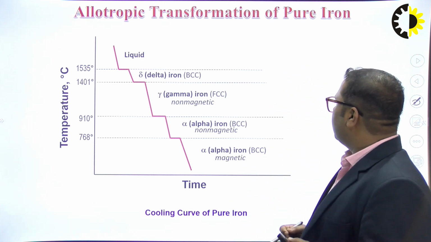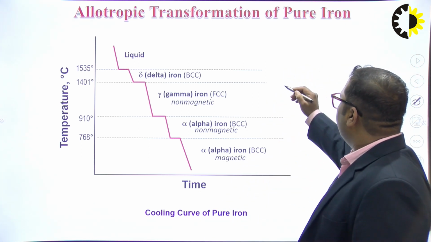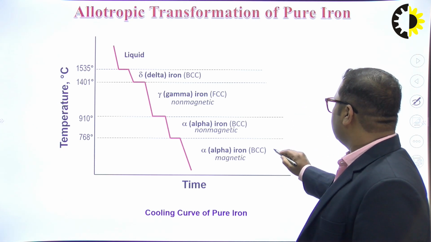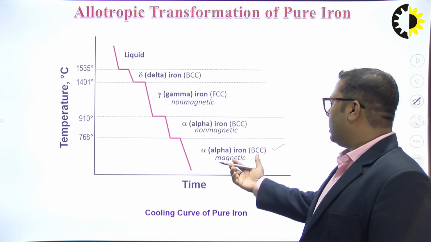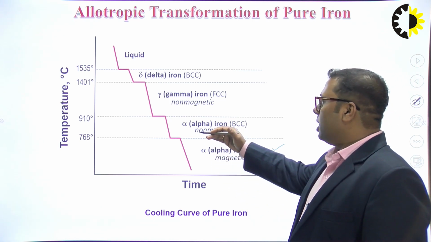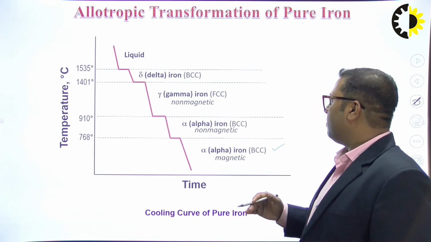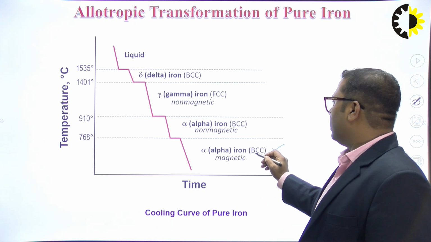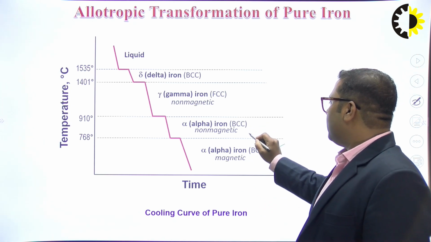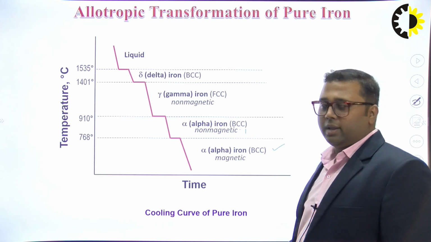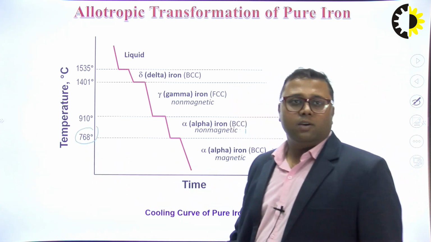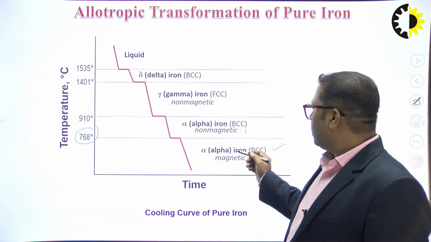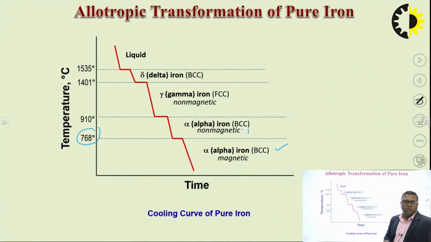You can see here that there are various allotropic forms of iron. First is the alpha iron, which has a BCC structure, and this is magnetic. Going above 768 degrees centigrade, we find that this alpha iron loses its magnetic properties, so it becomes non-magnetic. This is the temperature, 768 degrees centigrade, at which iron loses its magnetic properties. This temperature is known as the Curie temperature.